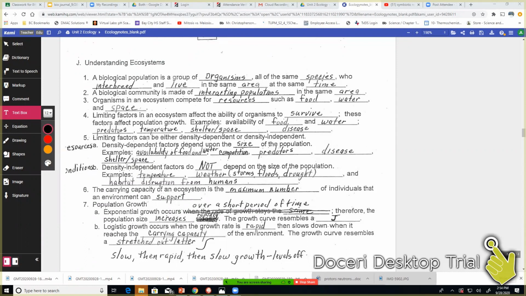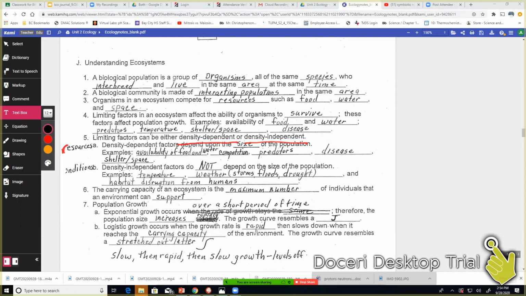Limiting factors can either be density dependent or density independent. Density dependent factors are going to be resources. That means the higher the population gets, the more dense the population gets, the quicker these are going to be used up. So those would be typical resources that you think of, like food or water, or maybe predators. If the population gets more dense, it's going to be easier for the predators to attack that population.